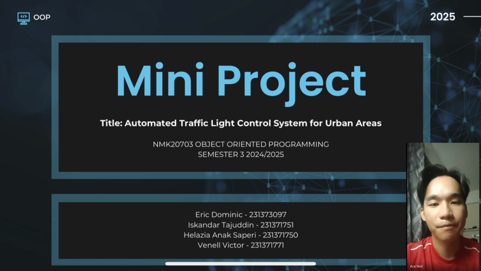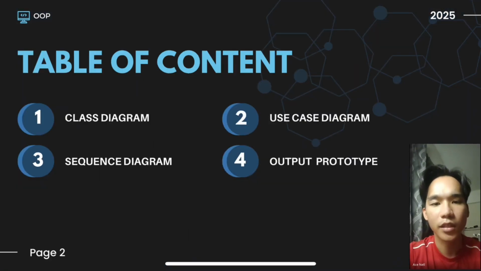So this is our table of contents. The first one is class diagram. Second, use case diagram. The third, sequence diagram. And the fourth is output of our prototype. So I will pass to Eric.